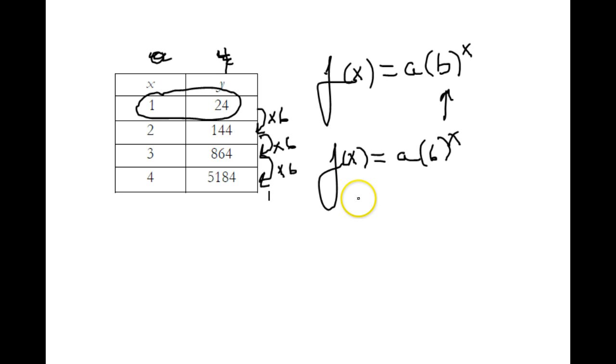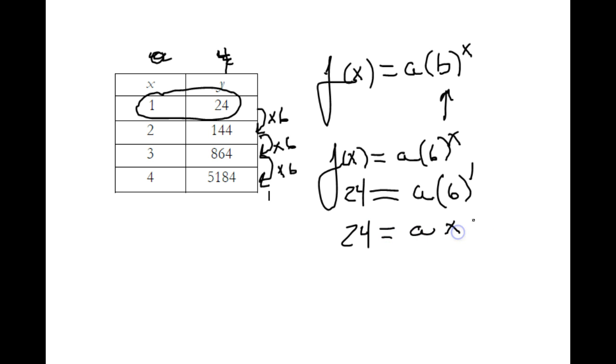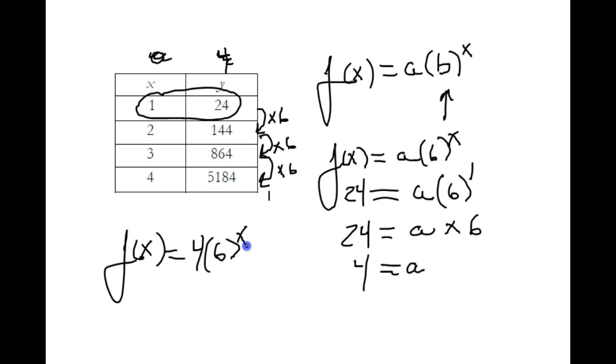So we know that when we put in 1 into our function as the x value, we get out 24. Now I have 24 equals a times 6 to the first, which is just 6, which means that a in this case, if I divide both sides by 6, must be 4. At that point, I could write that our function is 4 times 6 to the x.